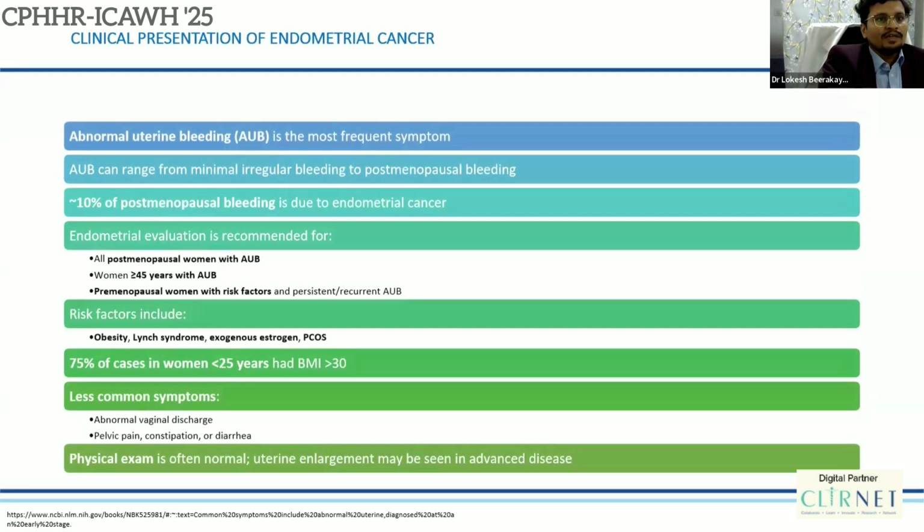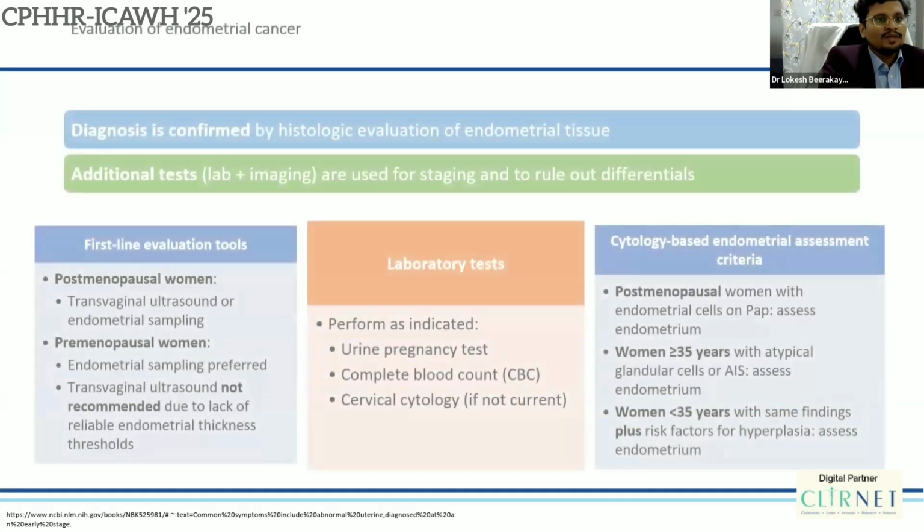Of course, in endometrial cancer, the most frequent symptom is abnormal uterine bleeding. It can range from minimal irregular bleeding to postmenopausal bleeding. Around 10% of postmenopausal bleeding is due to endometrial cancer. So you need to keep this in mind and proceed accordingly and assess for the risk factors. And also, we need to look for the family history, etc., and do the needful.